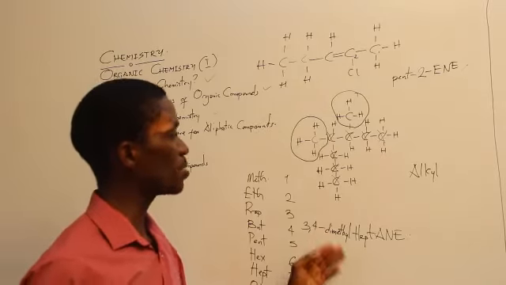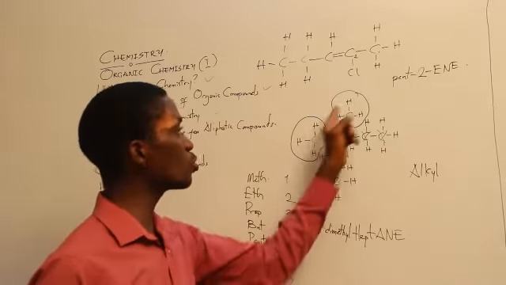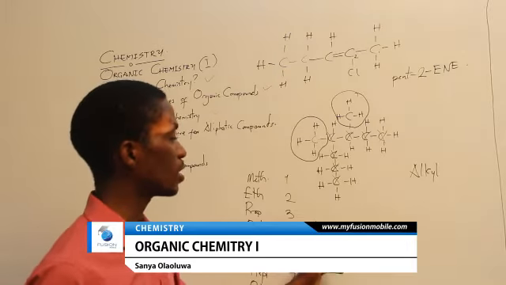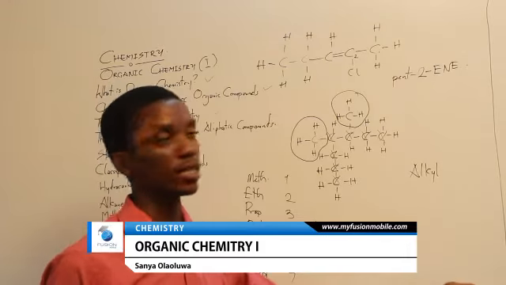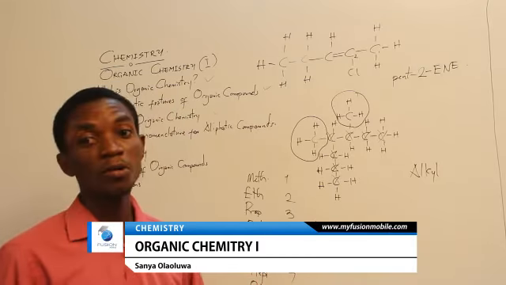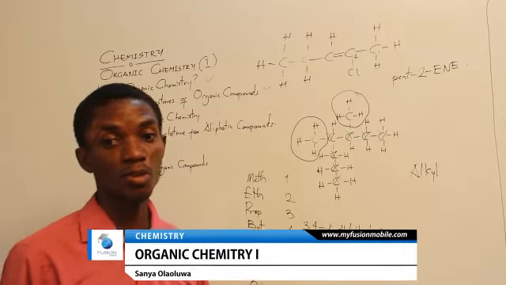Why am I having dimethyl? Because I'm having 2 methyls. So it is 3, 4 dimethyl heptane. Peradventure, I'm having 4 methyls. Of course, you know what you do.